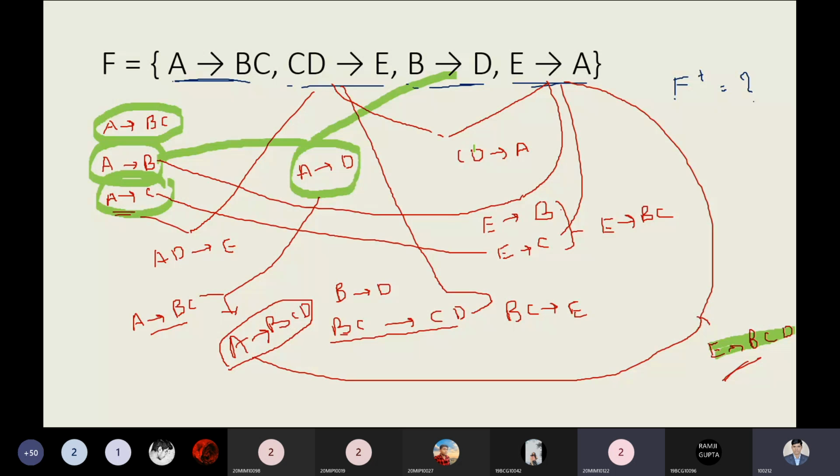Sir, BC determinant to CD, are you taking C randomly, or is there some relation? No, I am not taking it randomly, because CD determinant to E is given. That's why I'm adding C. See, in the BD, I'm adding the C because CD is already given on the left side, and that is determinant to another attribute. So that's why we can add only C.